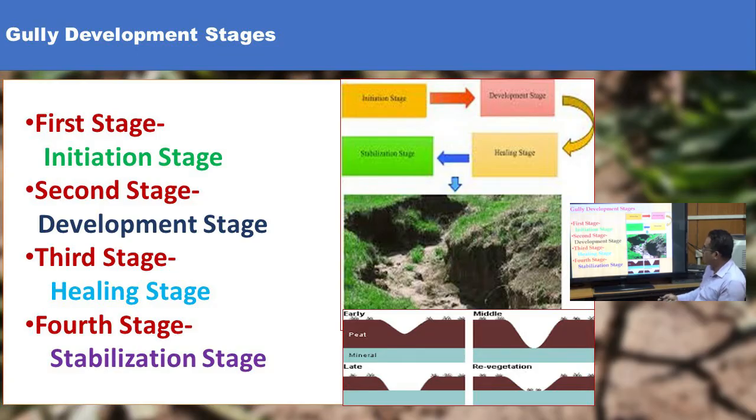And the last stage is the stabilization stage. Now these grasses will be well established, and this gully will take the shape of a proper small rivulet or a nala. It would be a perennial or seasonal nala through which off-season rain will pass. The cultivable land is converted into a small rivulet. So this is your final stabilization stage. In this also we can say this is the early stage, the second is the development stage, the third is the healing or vegetation stage, and the last one is the fourth stage, the stabilization stage.